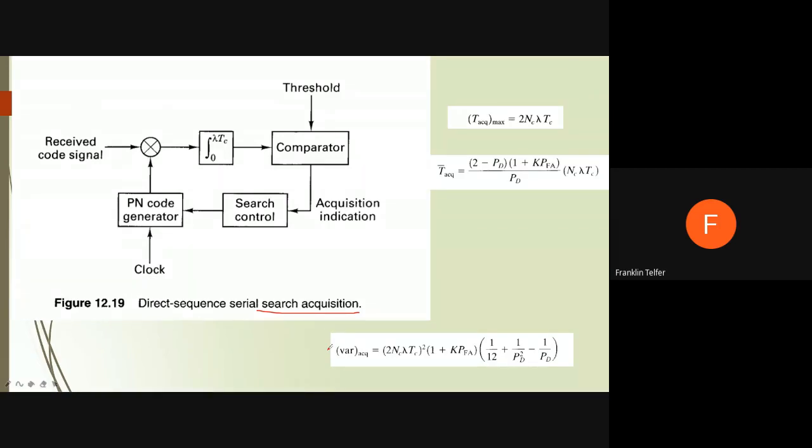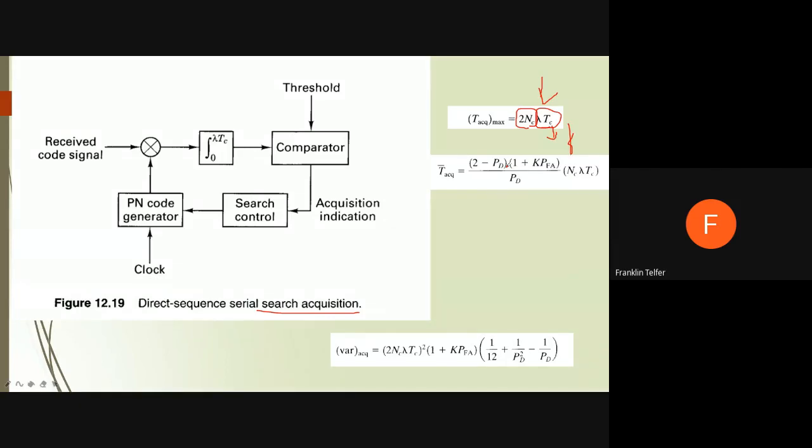So the maximum, T acquisition max, is given there as a formula. The maximum acquisition time is 2 NC over lambda TC. Lambda TC should be a fixed value, and this 2 NC may vary. So in a full serial DSL, assuming it proceeds with half-chip shift increments, it has a maximum acquisition time of 2 NC by lambda TC.